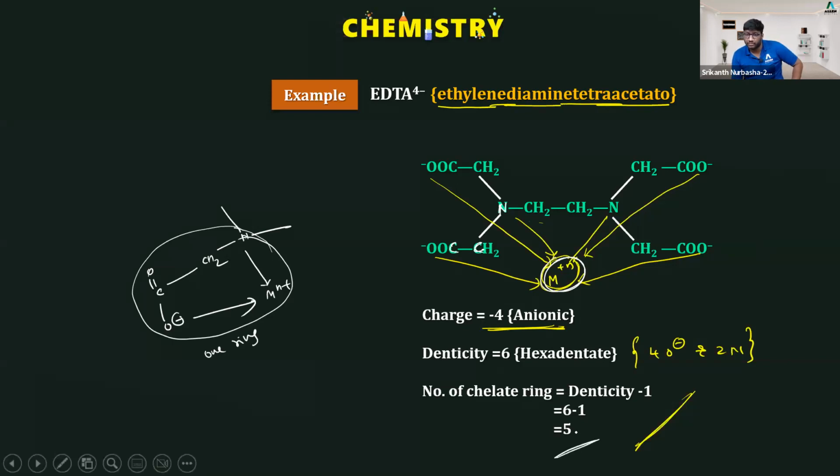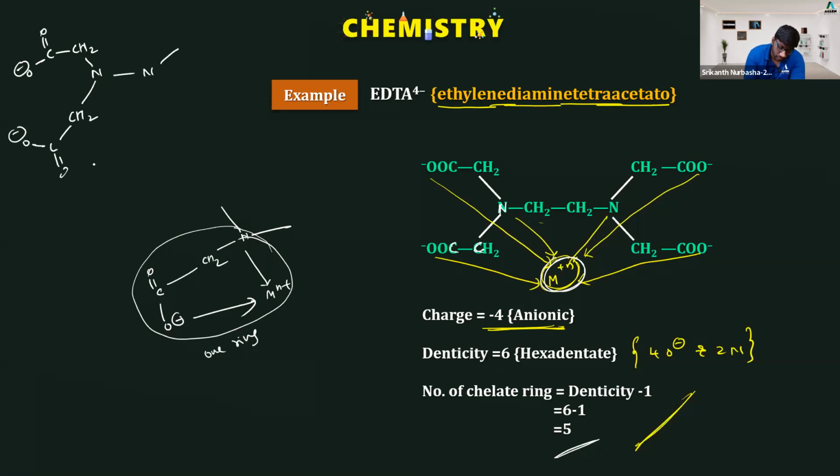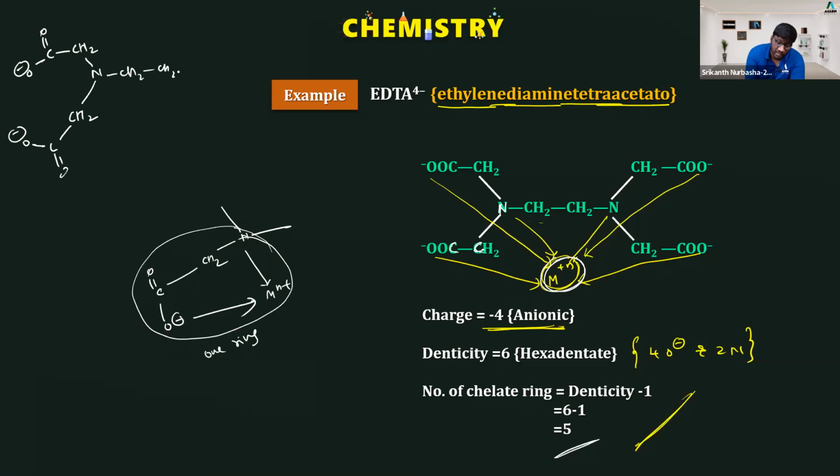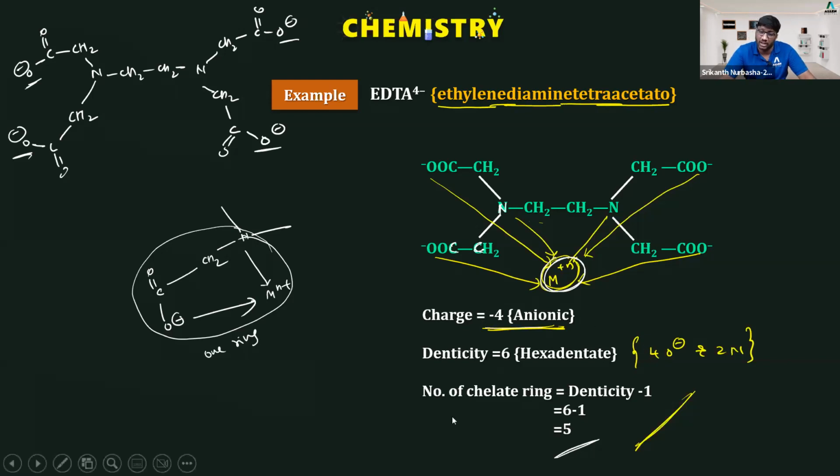Five rings are formed. Dimple asks, why is the charge 4? Look at the molecule: how many oxygens have a negative charge? Is there any atom with a charge other than oxygen? Only the oxygens carry a negative charge; these are the charged species, and the remaining atoms are neutral. There are 4 such oxygens, that is why the total charge is minus 4, and that is why it is anionic in nature. Okay, good.